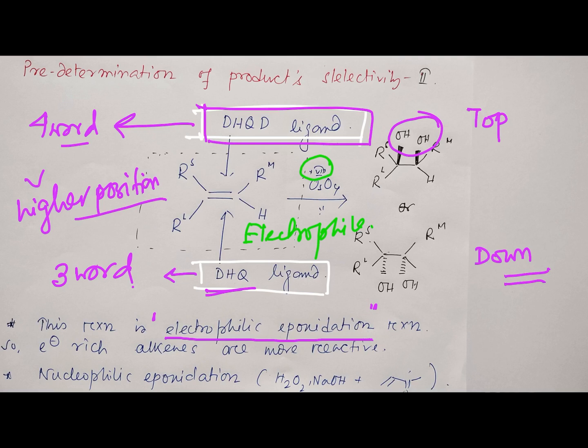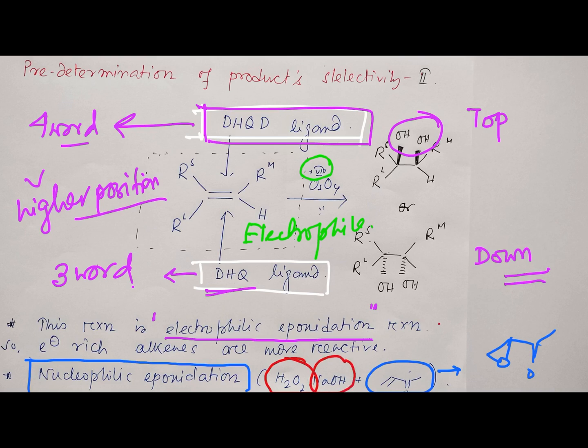By the way, in contrast to this statement, there is another type of epoxidation, that is nucleophilic epoxidation, in which we take an alpha beta unsaturated carbonyl compound, and the ultimate product, this epoxide, is produced by two reagents, hydrogen peroxide and sodium hydroxide. This mixture produces HOO minus, which acts as a nucleophile as well as the epoxidizing agent. That's why this is called nucleophilic epoxidation.